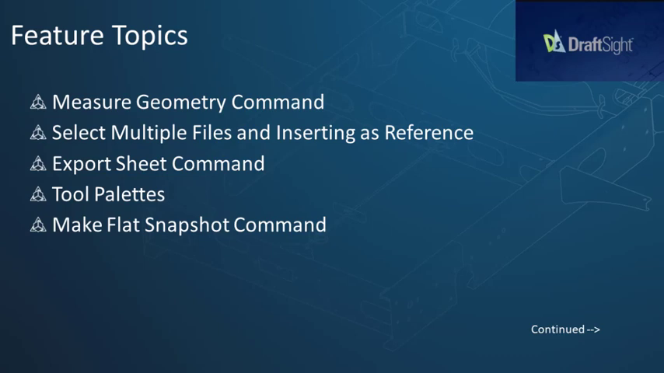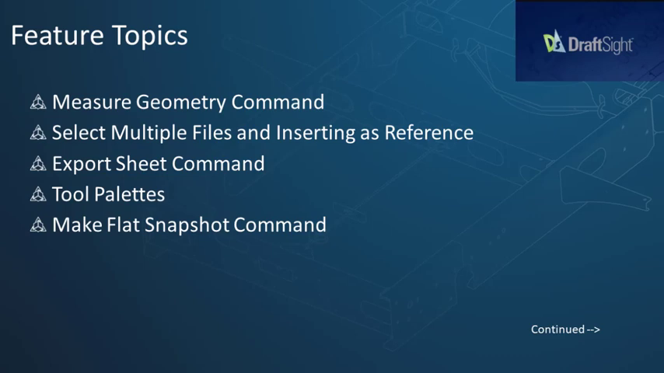1. There is a new measure geometry command. 2. You can now multi-select files and folders to add as a reference to your drawings. 3. There's a new export sheet command. This allows you to save out a viewport from a paper space as a separate 2D file. 4. There is a new tool palette functionality within DraftSight that allows you to organize your commands better.